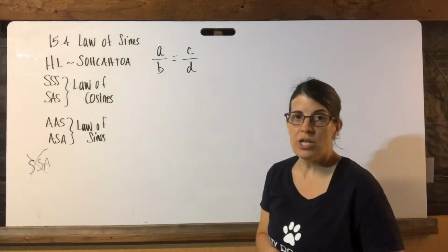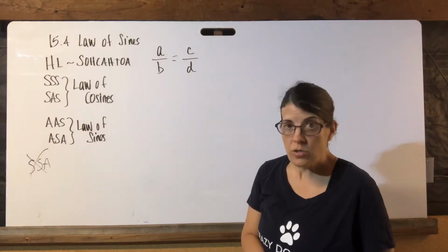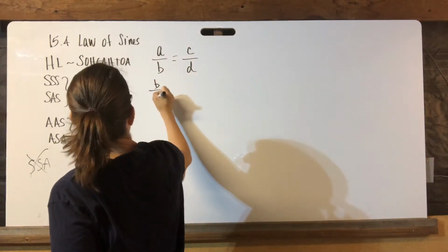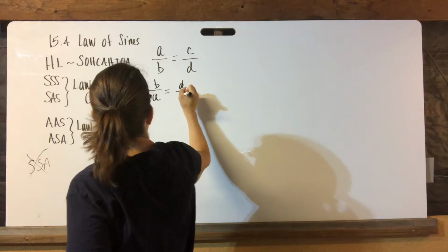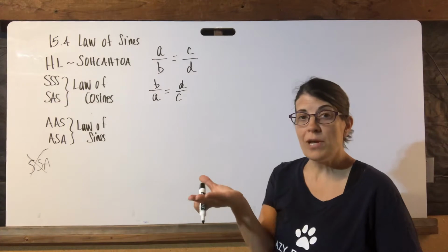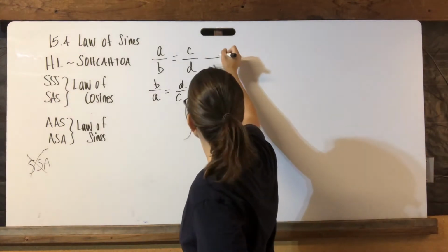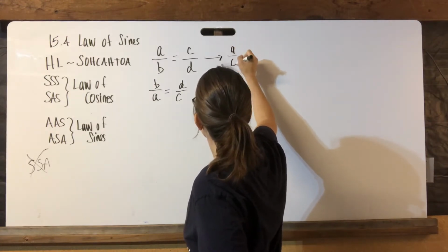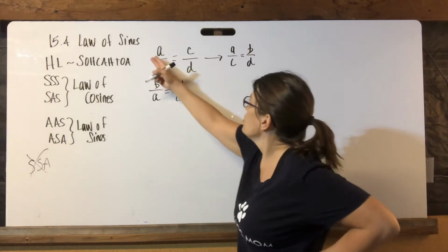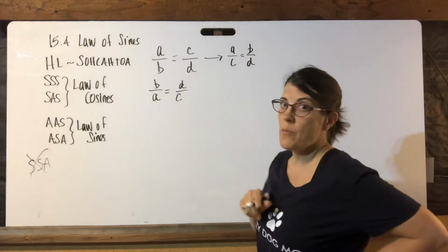You have some proportion A over B is equal to C over D. Their reciprocals are also equal. Okay, so the reciprocals are also equal. And numerator over numerator is equal to denominator over denominator. So this is the same thing as A over C equals B over D. Numerator over numerator is equal to denominator over denominator.